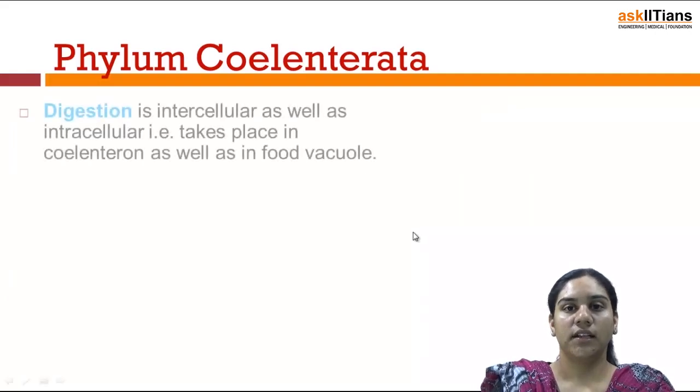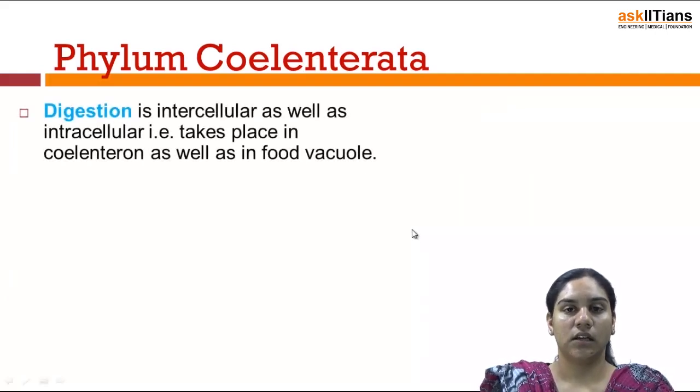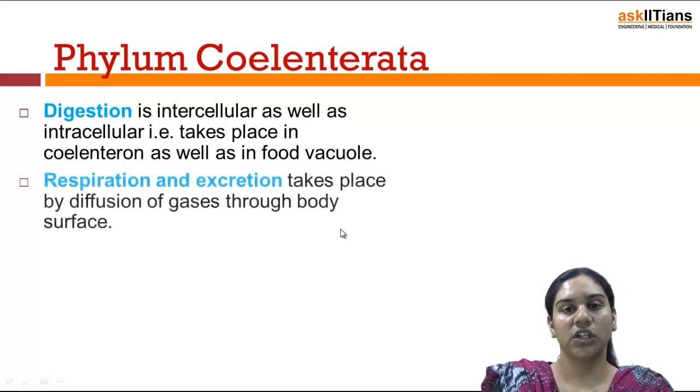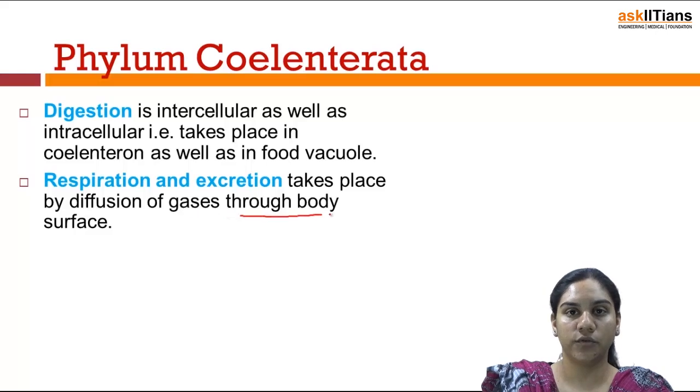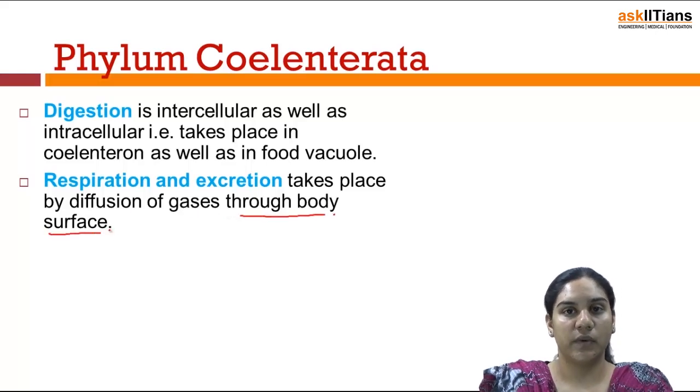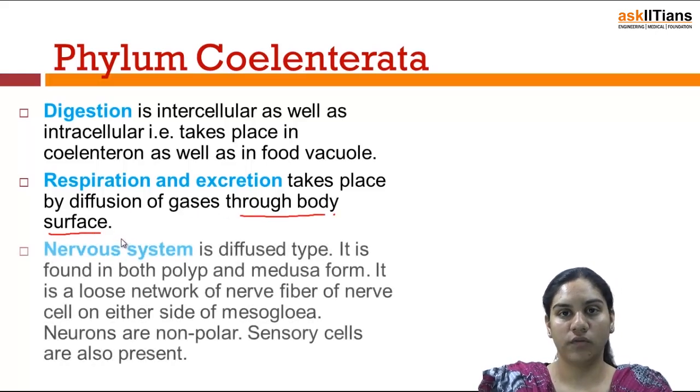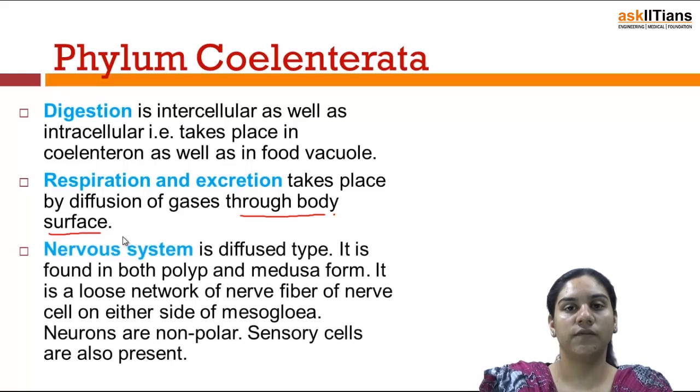The digestion in these organisms is intercellular and intracellular both. That means that the digestion takes place in the coelenteron as well as in the food vacuole. The respiration and excretion take place through the general body surface by the process of diffusion. The nervous system is present both in the polyp and the medusa form, and the nervous system is diffuse type.